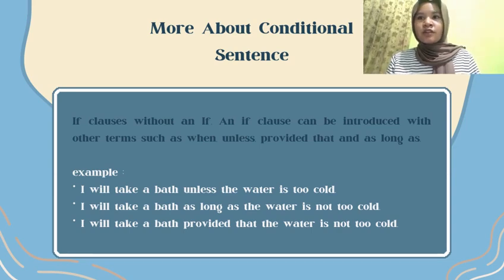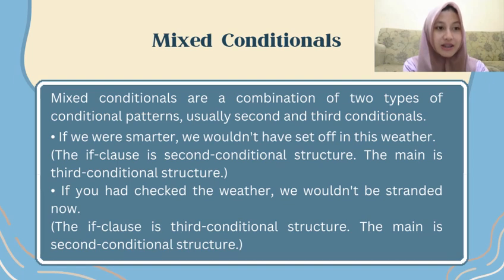So, the term if clause, despite being disliked by some grammarians, is pretty accurate. It's certainly convenient. Mixed conditionals are a combination of two types of conditional patterns, usually second and third conditionals. We can have a third conditional in the if clause and a second conditional in the main clause, or a second conditional in the if clause and a third conditional in the main clause. For the example, the first is, if we were smarter, we would not have set off in this weather. The if clause is second conditional structure. The main is third conditional structure.